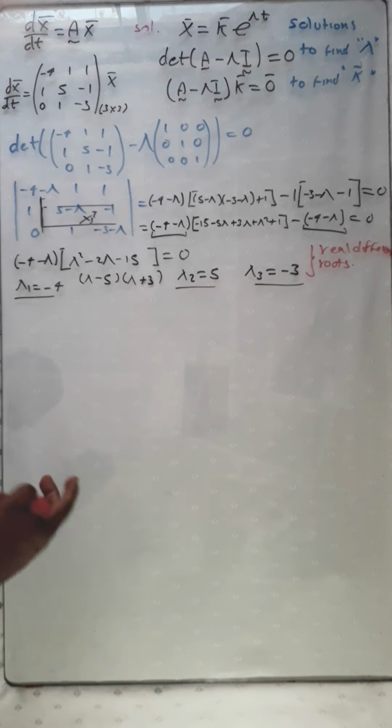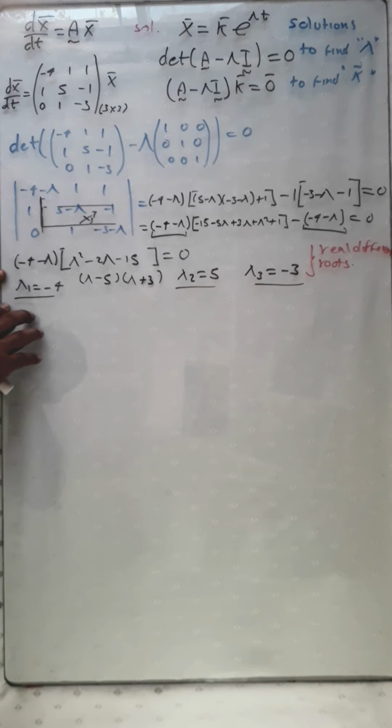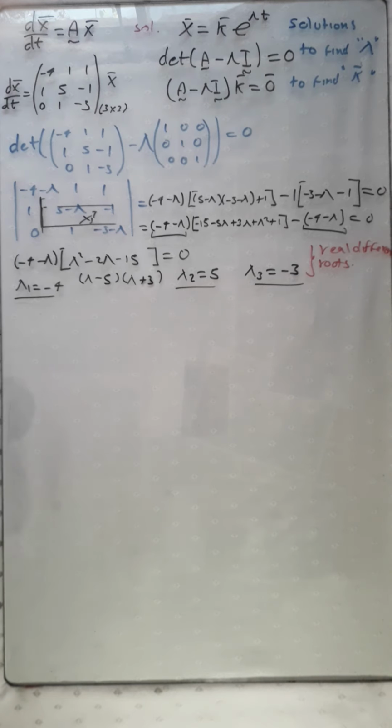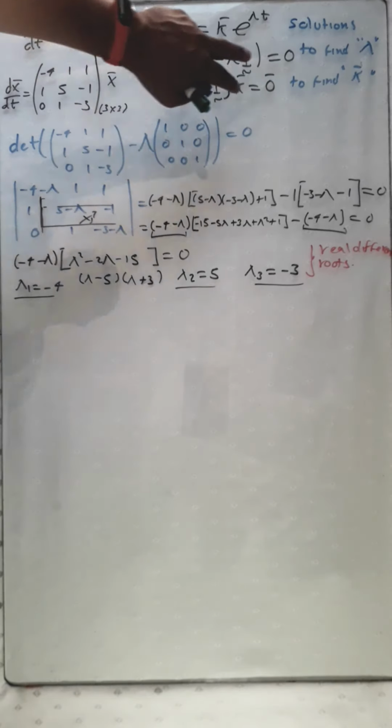By the way, the order doesn't matter. You can find lambda 1 minus 3 or you can find lambda 1 5 in a different order. You will get the same solutions, just in different order, but that is not important. Okay, so now we found the values of lambda here. Now let's find the values of the k vector.